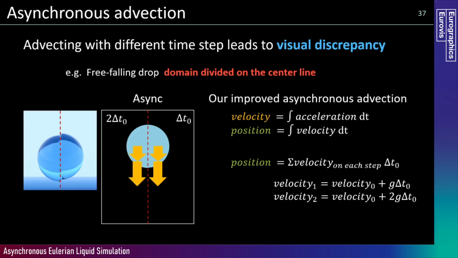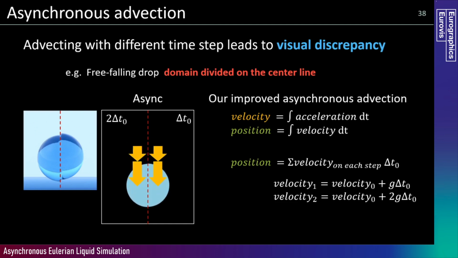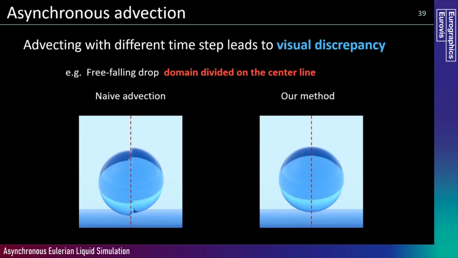By this modification, the total movement will be compensated and corrected. As a result, both sides of liquid fall almost equivalently. These are the results. The left figure is advected with naive advection, and the right one is advected with our method. As you can see, we succeeded in preventing the visual discrepancy.